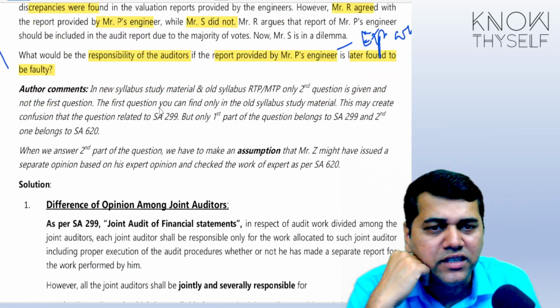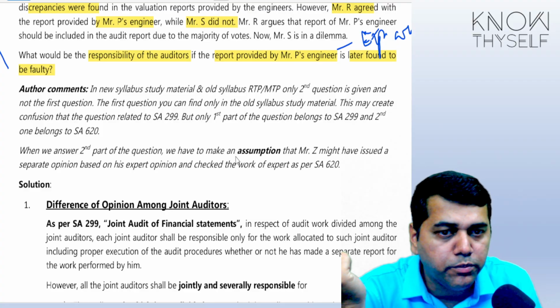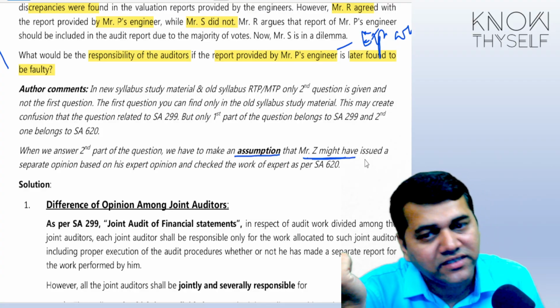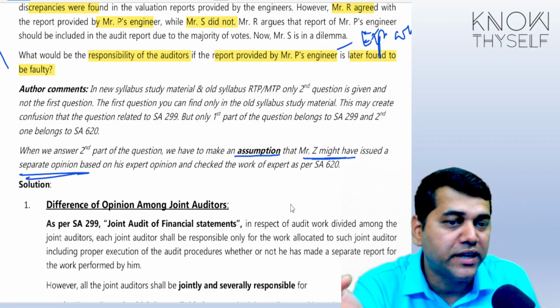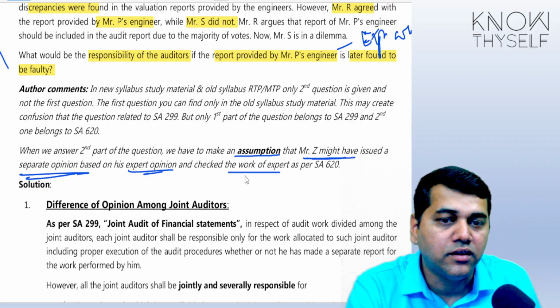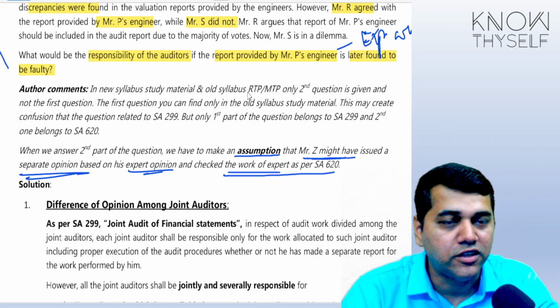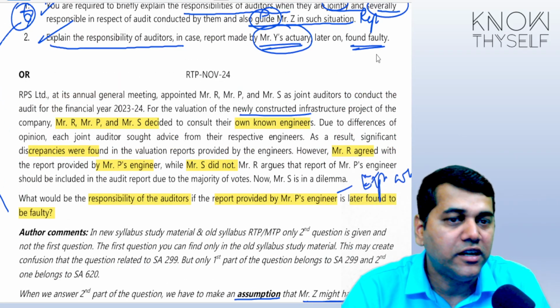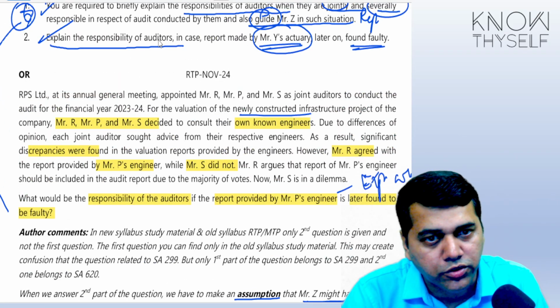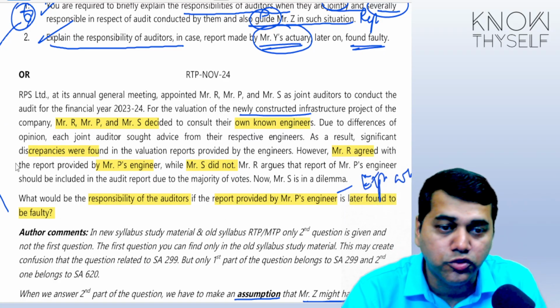Okay, so I have written that. When we answer the second part of the question, we have to make an assumption that Z has issued a separate opinion. You have to make an assumption. And on his expert, check the work as per SA 620. That means we have to exclude Z now. We say Z cannot be held responsible because he has issued a separate report. In this question, the question is very silent. Here also we can assume that he has issued a separate report.